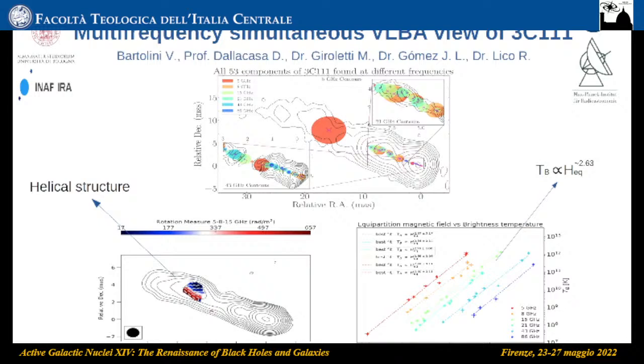For example, the one that characterizes the brightness temperature and the equipartition magnetic field, which seems to be really strong, and suggests that the brightness temperature scales as the equipartition magnetic field to the power of 2.63. We also performed polarization analysis, and we found a rotation measure between 5, 8, and 15 gigahertz. Applying the correction, we could see that the EVPAs suggest a helical structure.